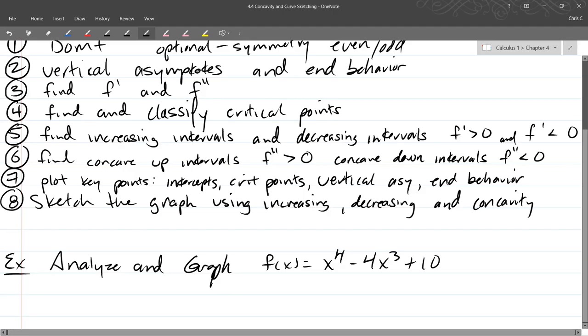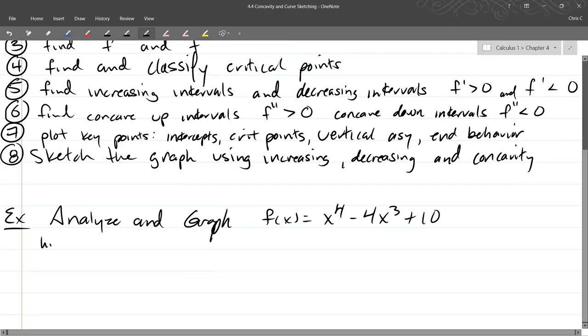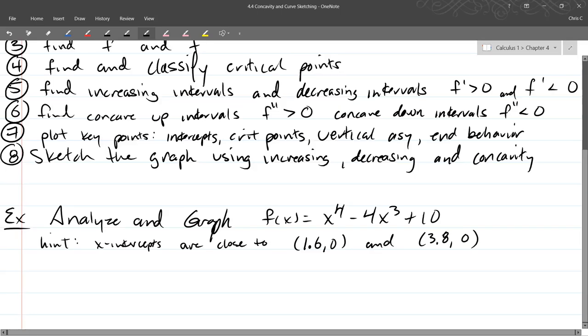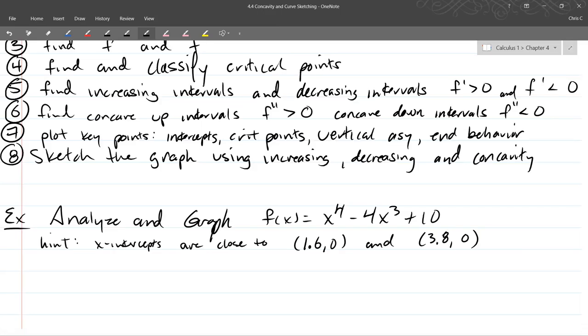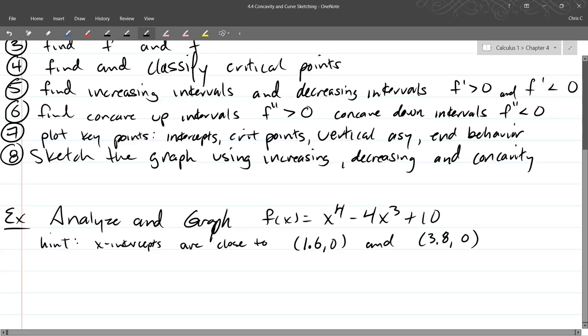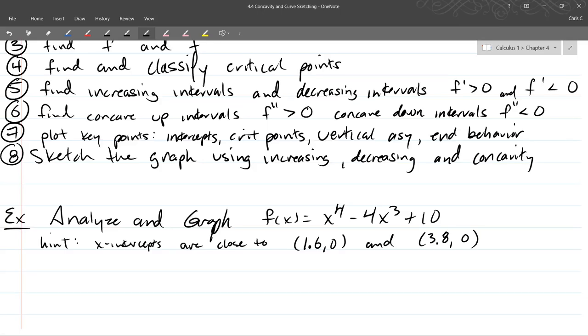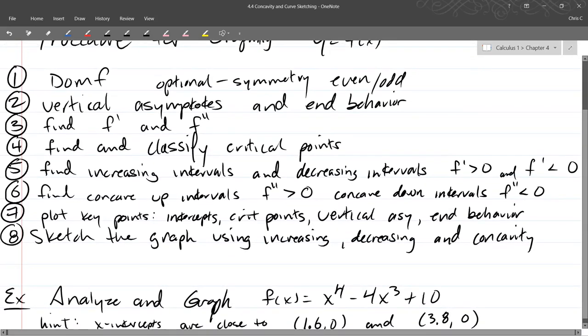The function is x to the fourth minus 4x cubed plus 10. I picked this function because it has nice derivatives and second derivatives. It doesn't have nice x-intercepts, so I'm telling you what the x-intercepts are ahead of time. It doesn't factor nicely. So I told you the 2 x-intercepts this function has. You can find the y-intercept really easily. In fact, you don't need any calculus. You can just look at it. All right, we're going to go from 1 to 8.